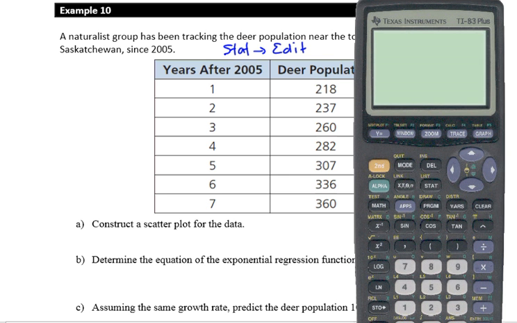In our calculators, we push stat. So if you can all enter this in, please. And enter. And then let's enter in our data. So 1, 2, 3, 4, 5, 6, 7. So this is years after 2005. And then we have deer population.